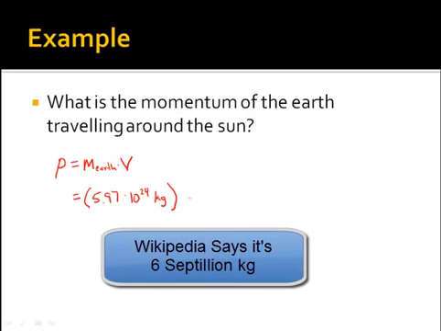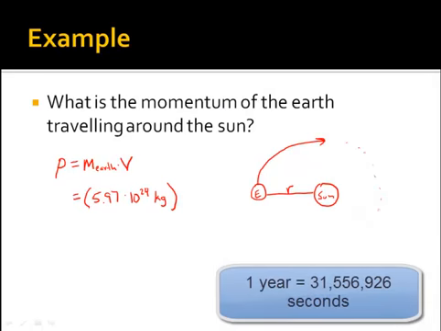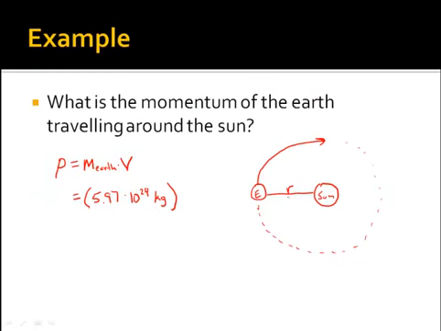To calculate the velocity of the Earth, let's draw a picture of its orbit around the sun. Here will be our sun, and out here the Earth. And the Earth travels in a circle around the sun with some sort of radius. And we know the time it takes to complete this whole circle. The time it takes is 1 year.